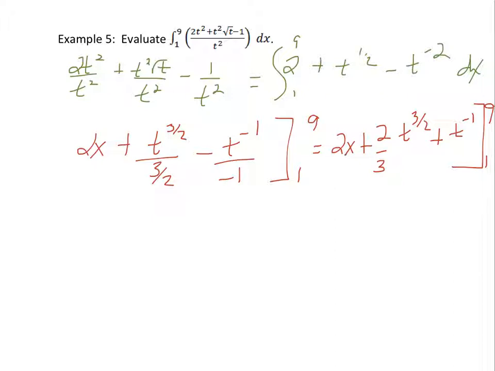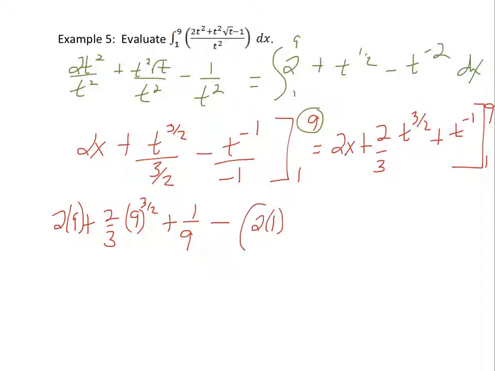All right. Our last and final step is plug in 9, then plug in 1. So I'll get 2 times 9 plus 2/3, 9 to the 3/2 plus 1 over 9 minus, and remember put your parentheses, 2 times, now we're plugging in 1, plus 1 to the 3/2 times 2/3 plus 1 over 1.